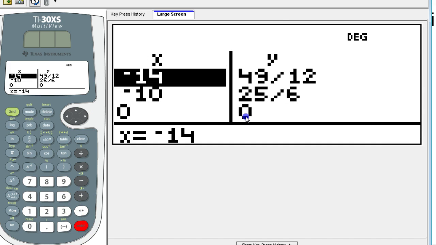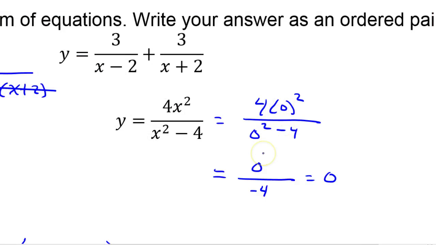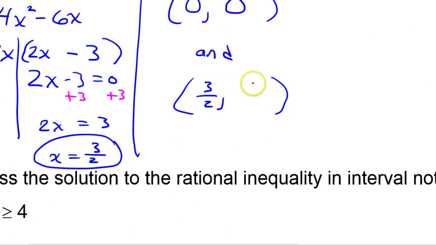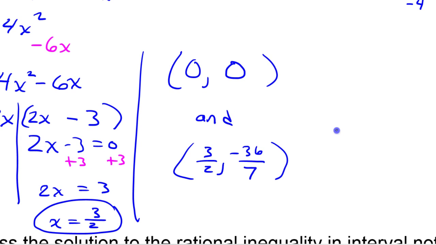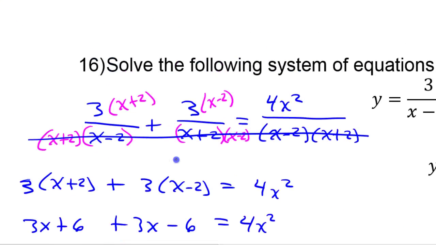Okay, so there's the 0, 0 that we found before, but I can type in whatever I want. So I want to evaluate at 3 over 2, so I'll type in 3 over 2. So at 3 over 2, we have negative 36/7. Okay, so these are the solutions to the system. Okay, so that was number 16.